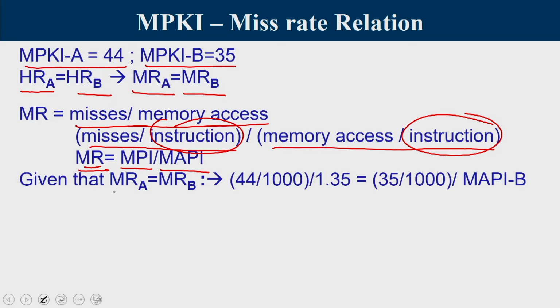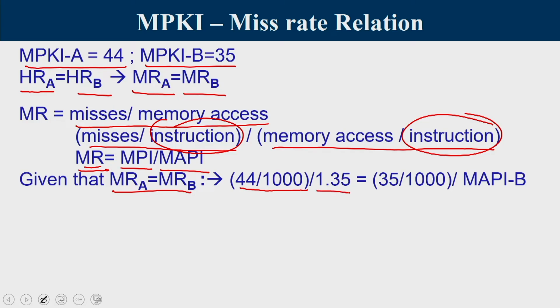Given that the miss rate of A and B is the same, for A we have 44, that is the MPKI, misses per kilo instruction. If you want to get MPI, misses per instruction, then 44 is divided by 1000, because 44 is the number of misses for executing 1000 instructions. So, the number of misses for executing one instruction is 44 divided by 1000, divided by memory accesses per instruction.